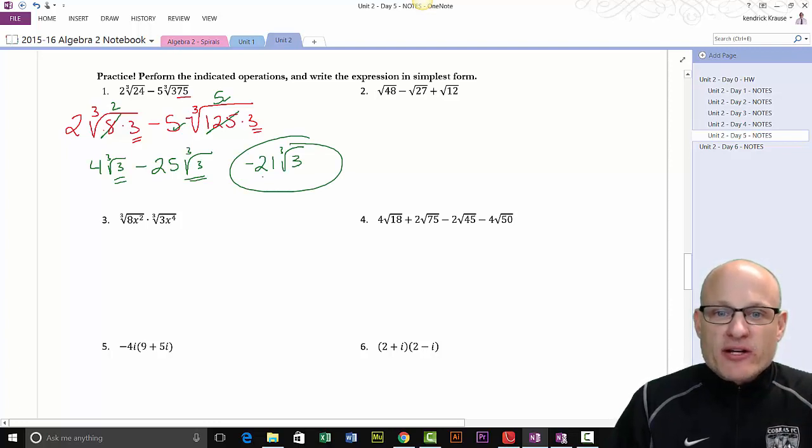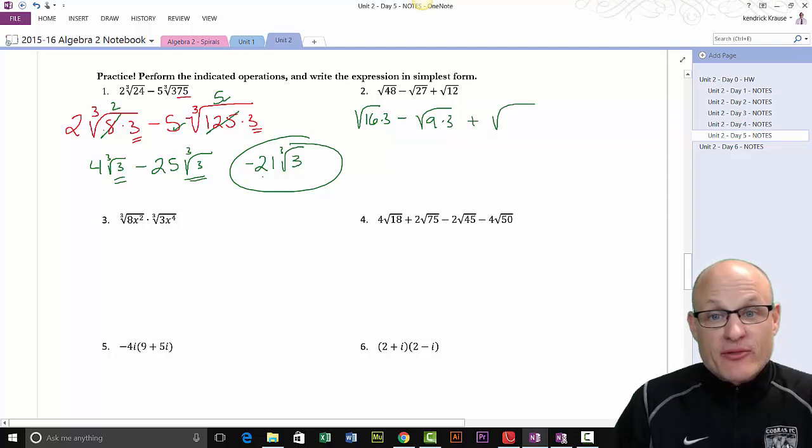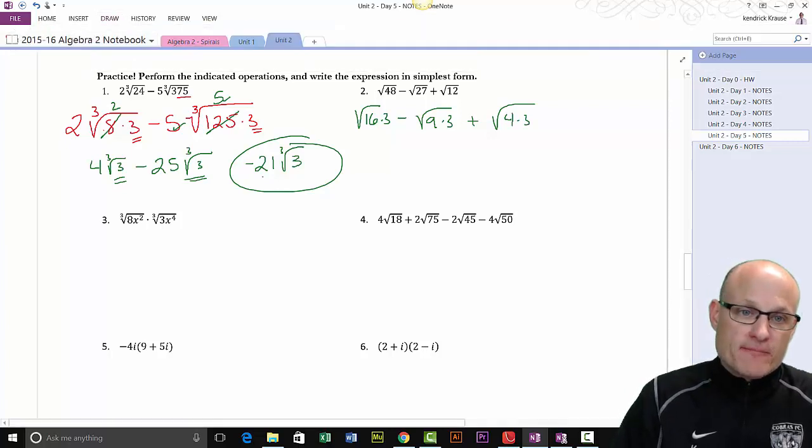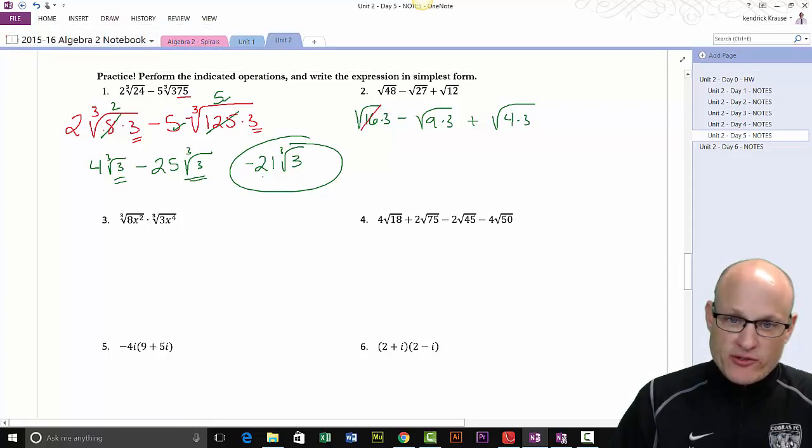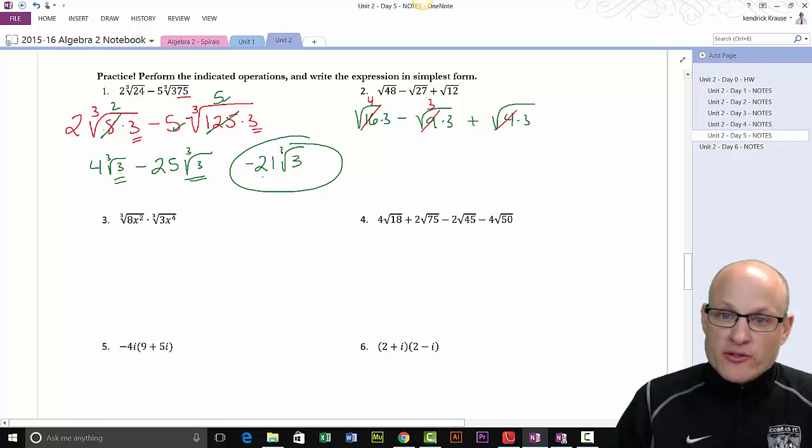These are my favorite. Okay, square root of 48. That's 16 times 3 minus, probably going to have a 3 here, 9 times 3 plus, probably going to have a 3 here, 4 times 3. Notice they're all perfect squares there, right? Make your life easy. Square root of 16 is 4. Square root of 9 is 3. Square root of 4 is 2.